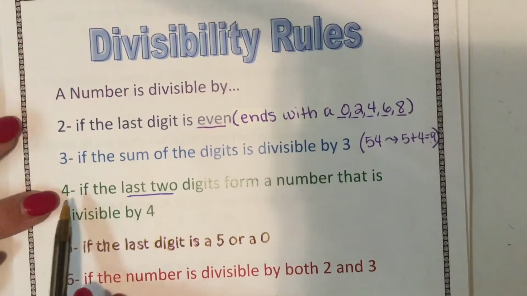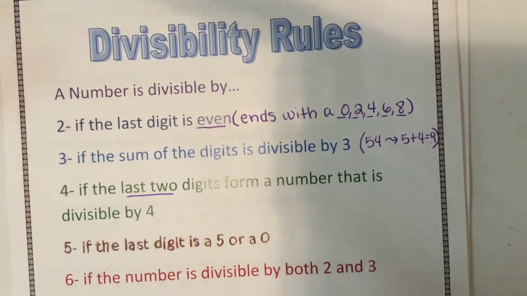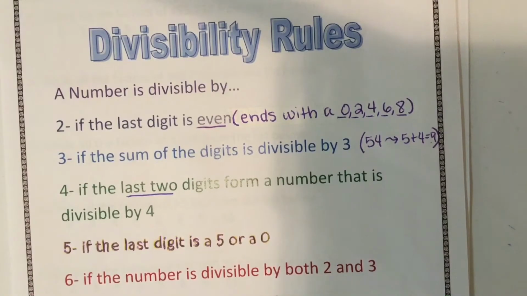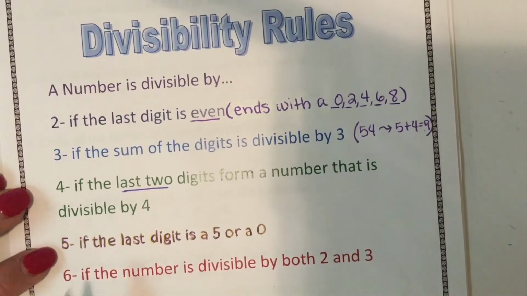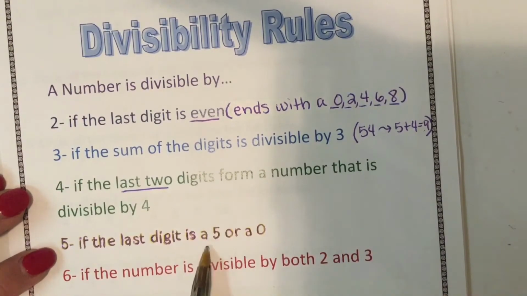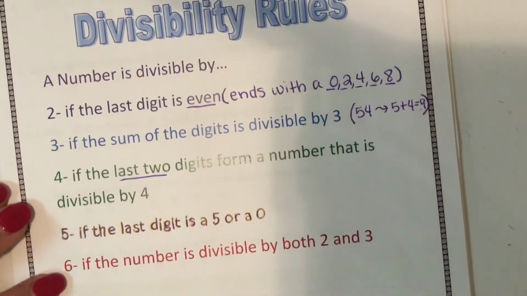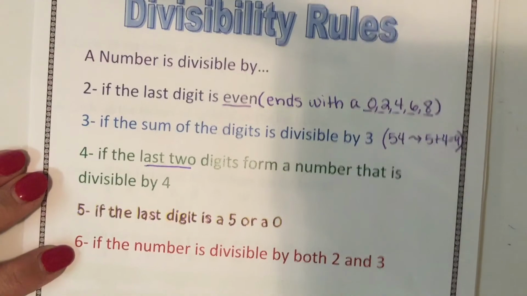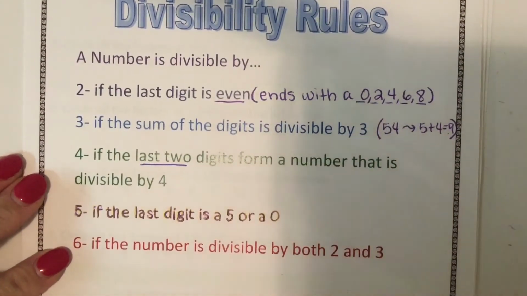Okay, it's divisible by 4 if the last two digits form a number that is divisible by 4. So think of your multiples of 4: 4, 8, 12, 16. If the last two digits form a number that's divisible by 4, then the number will be divisible by 4. All right, the number 5: if the last digit is a 0 or a 5, then it's going to be divisible by 5. 6: if the number is divisible by both 2 and 3, then it will also be divisible by 6. Okay, so let's look at a couple examples.